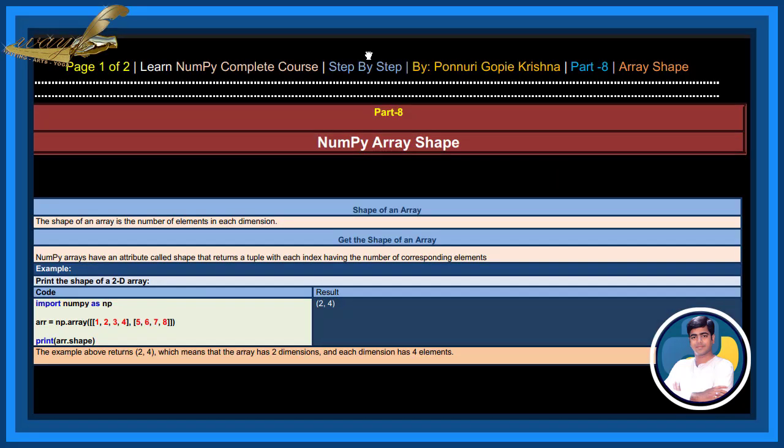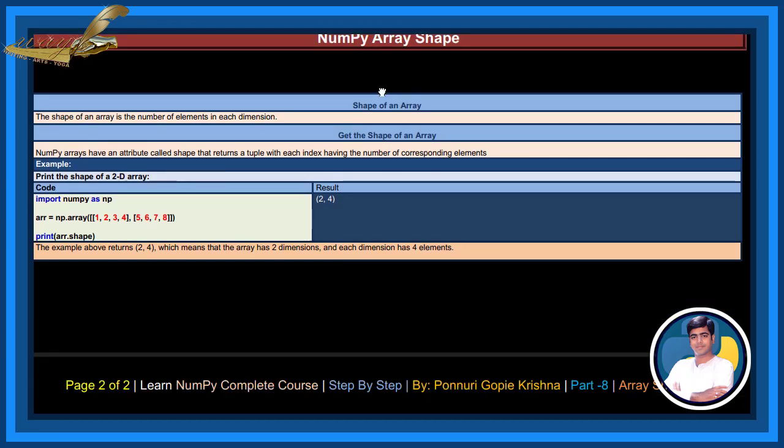In this chapter, let us learn about NumPy array shape. Shape of an array. The shape of an array is the number of elements in each dimension. Get the shape of an array. NumPy arrays have an attribute called shape that returns a tuple with each index having the number of corresponding elements.